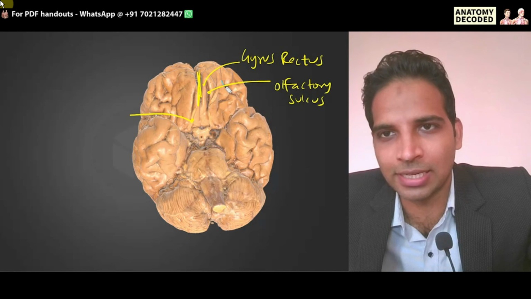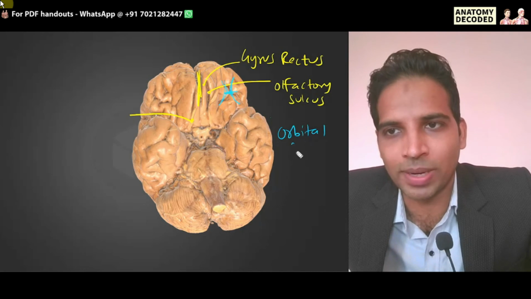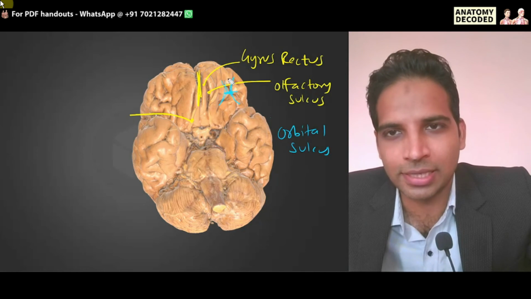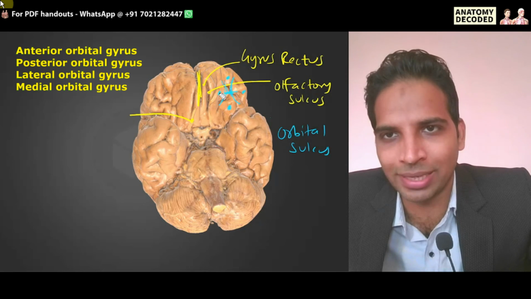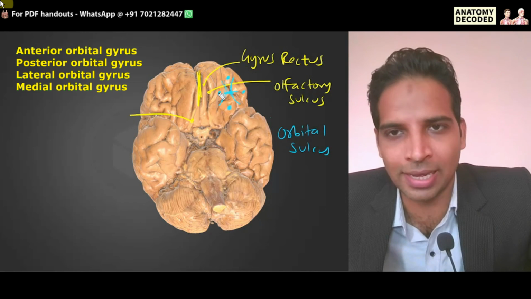There is a sulcus adjacent to it in the form of an H-shaped letter, referred to as the orbital sulcus, and the gyri in relation to it are referred to as the anterior orbital gyrus, posterior orbital gyrus, lateral orbital gyrus, medial orbital gyrus. Okay, and this is the orbital surface. It has the orbital sulcus and the orbital gyri.